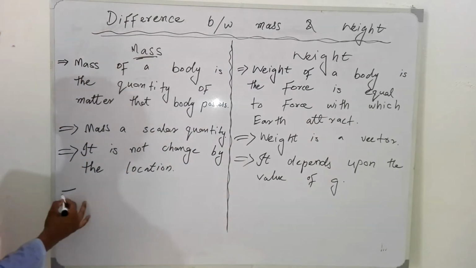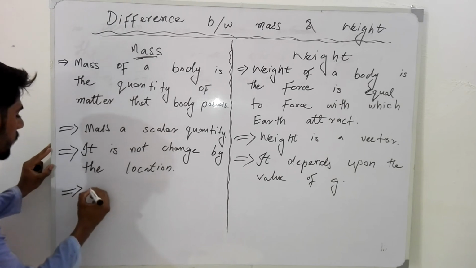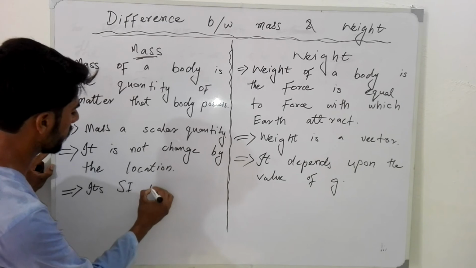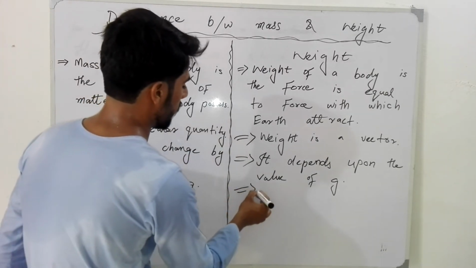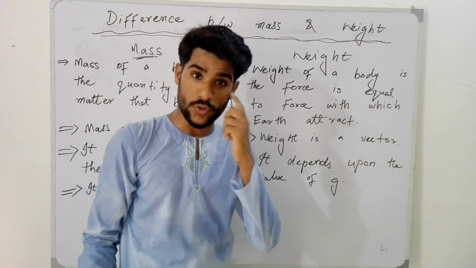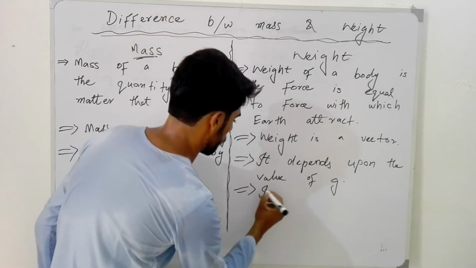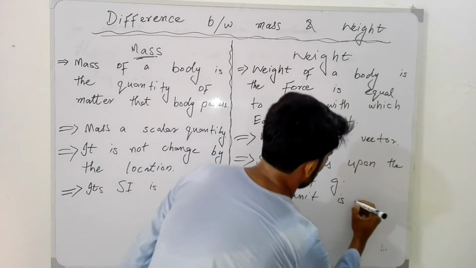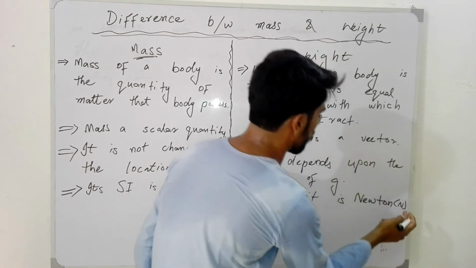Now we come to the next point. The SI unit of mass is the kilogram, that is kg. While weight, we already said that weight is a force. So the unit of force is the newton. We denote it N.